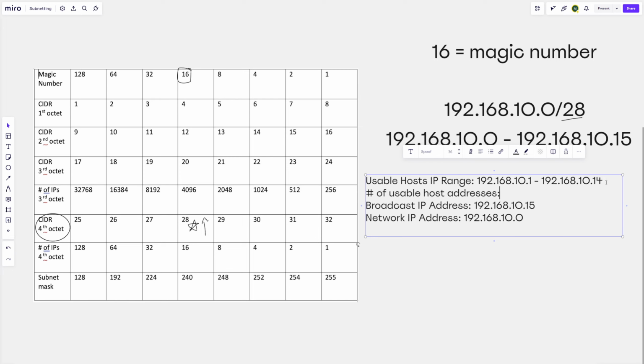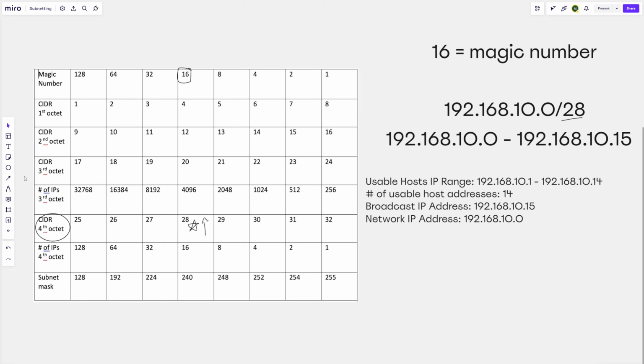So that is your usable IP range for your host IP addresses. And if you do the math here, how many hosts are there from 10.1 to 10.14? You'll know that there are 14 hosts, because 1 through 14.